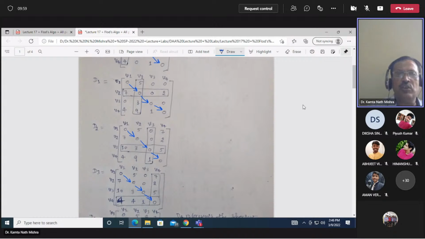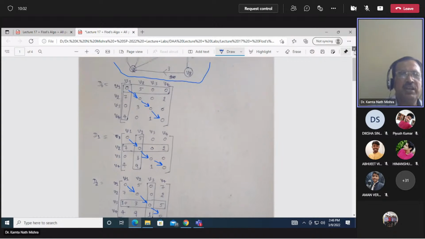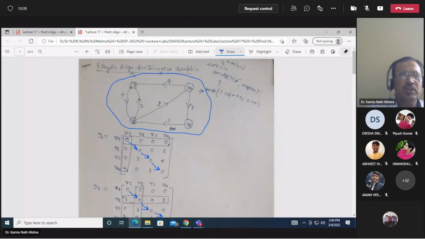So now let's first construct the initial matrix D0. See the first row: V1 to V1 is 0. V1 to V2, a path exists, its length is 5. And V1 to V3, no direct path is there, so it is 0. And V1 to V4, no direct path is there, so it is 0. Now V2 to V1, one direct path exists, its length is 7.